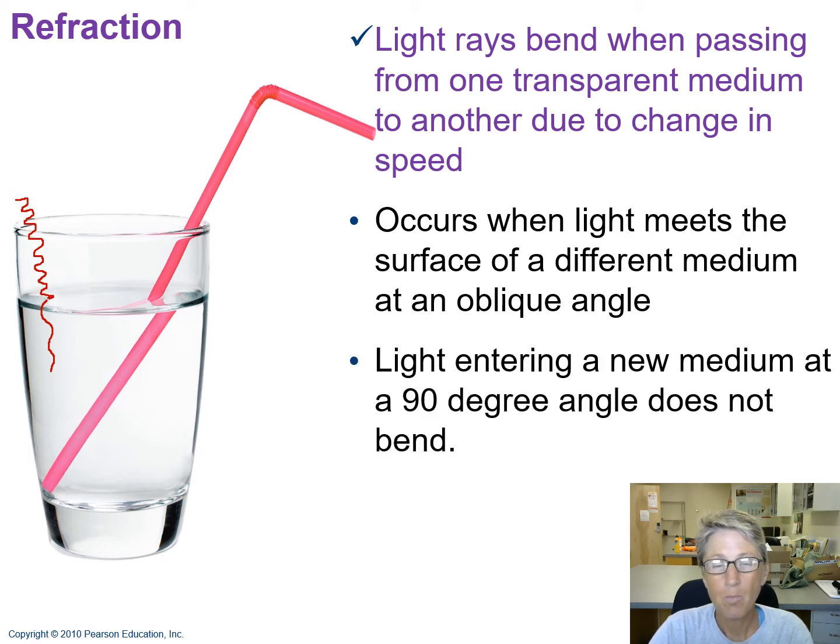Light entering a new medium, so like from air, the new medium it entered would be water, at a 90-degree angle, does not bend. So if the light waves come straight in, you won't get refraction, and you won't see that.